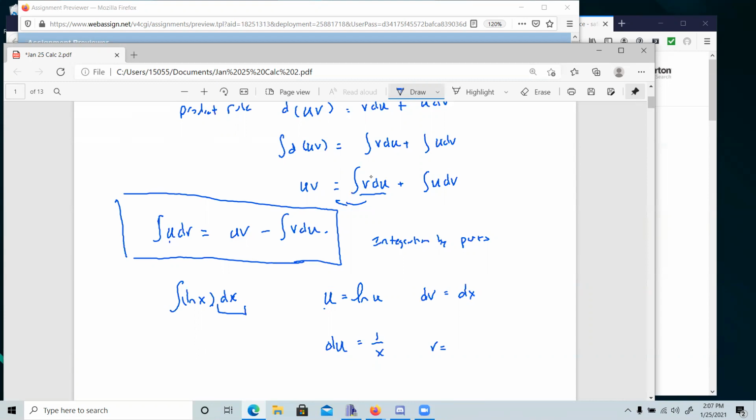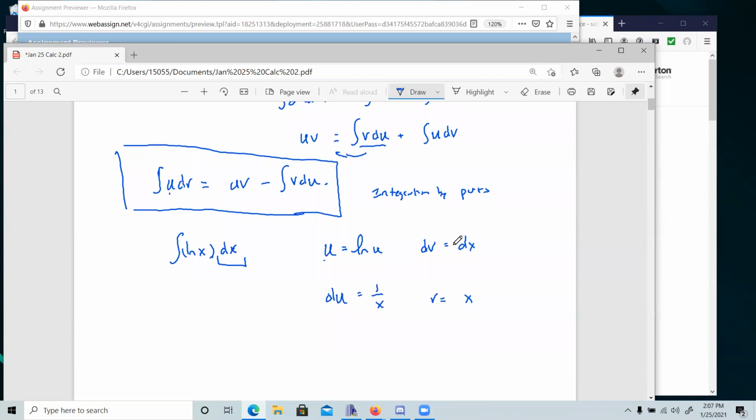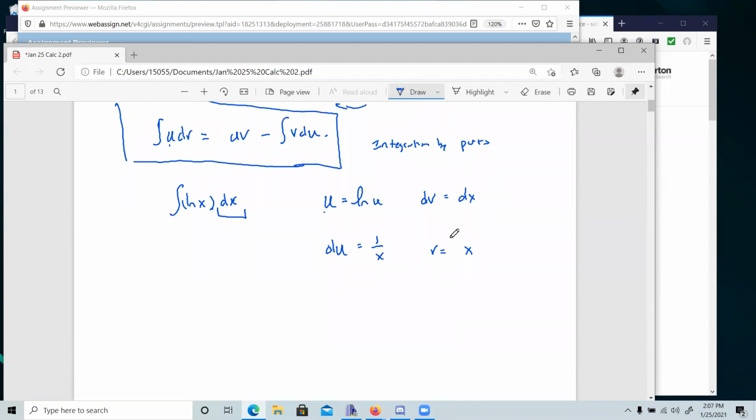You want to integrate dx, and we just get x. We're not going to worry about the c just yet. That's going to come in at the end, because you're going to have two c's and we're just going to combine them and make one c. So if you're worried about the plus c here, technically yes, but we're going to put it in at the end.